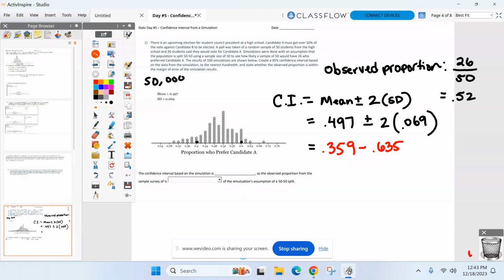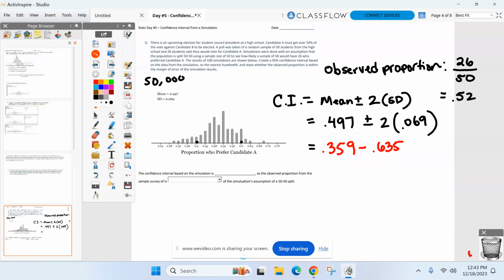Are we good there? Okay, again, from Friday, you guys that were here, what percentage confidence is this? 95%. So here's what we're saying. We are 95% confident about 36% to about 63.5% of kids voted for candidate A. We're 95% sure it's somewhere between there.